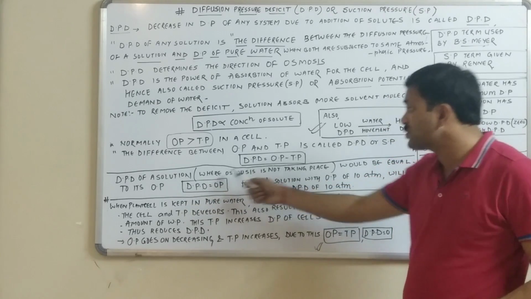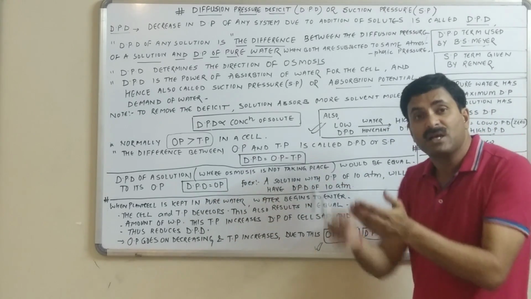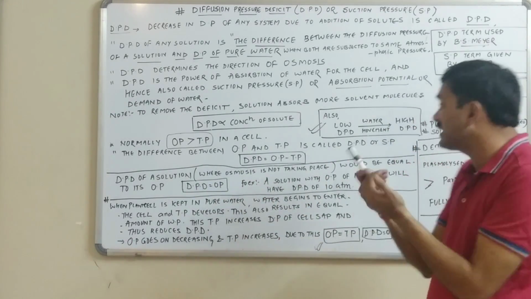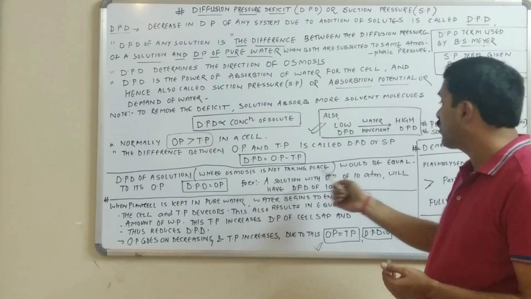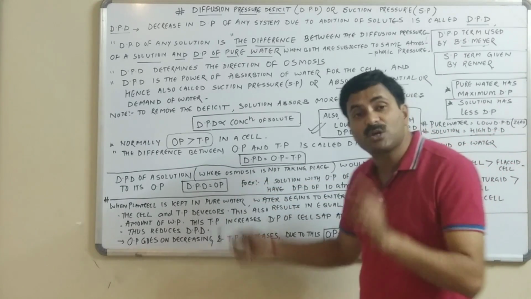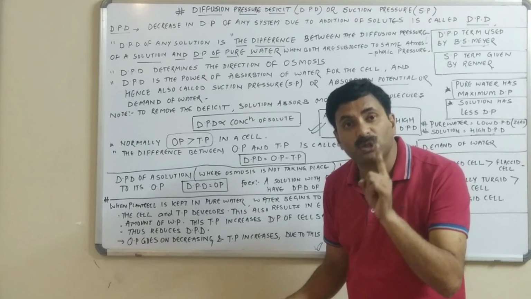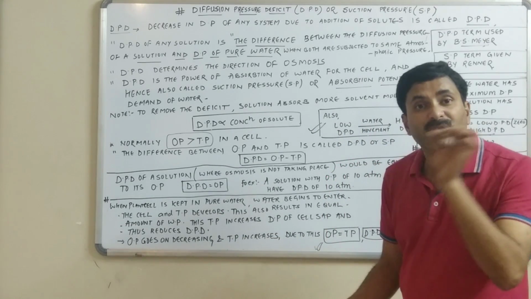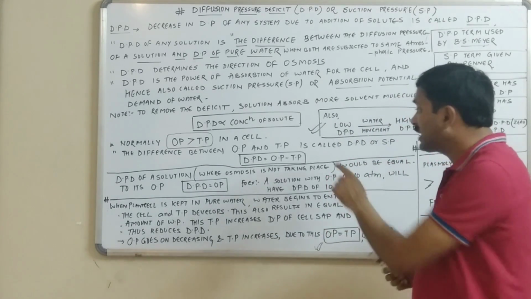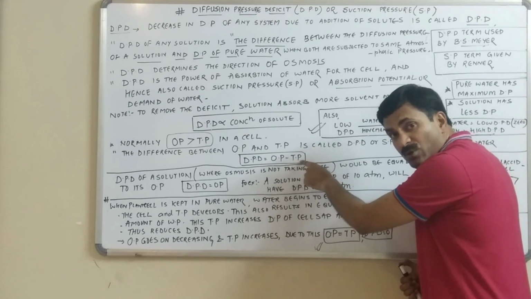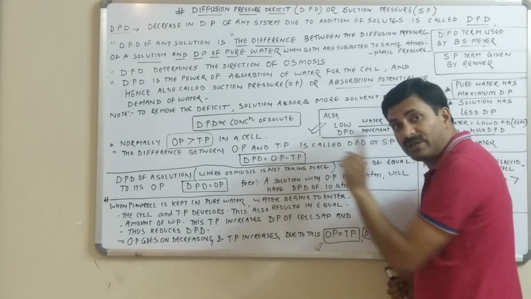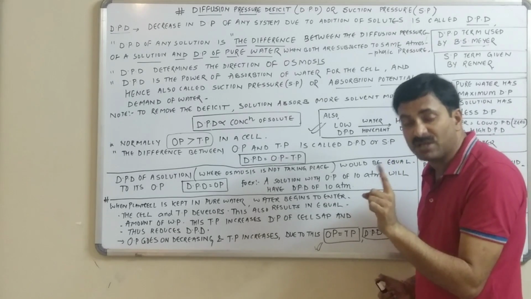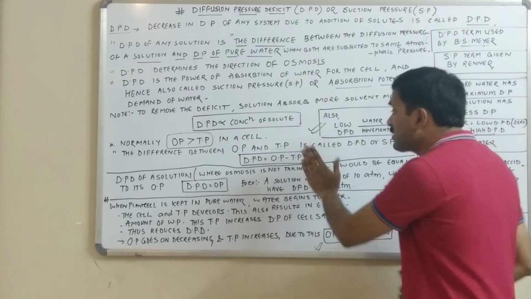So DPD of a solution where osmosis is not taking place means water is not entering inside the cell. In that condition, what will happen? The DPD is equal to OP. Why? Because water has not entered. So TP is 0. Why? Because if the water has not entered, the cell will not become turgid. When it is not turgid, turgor pressure will not be developed.